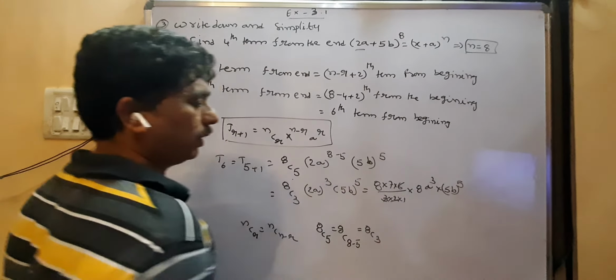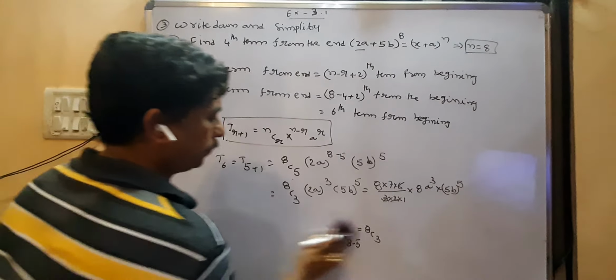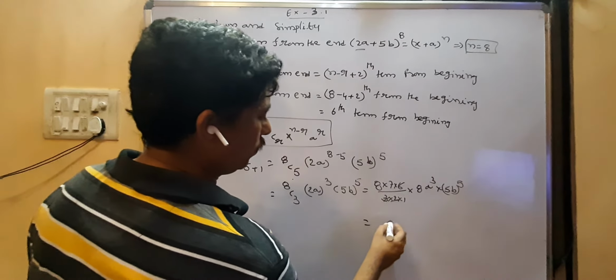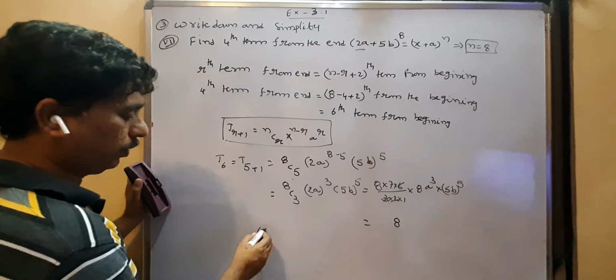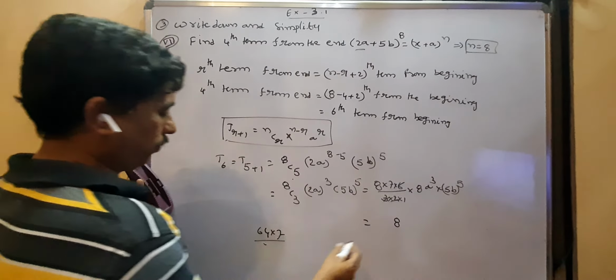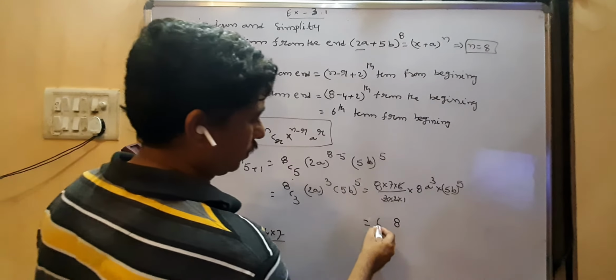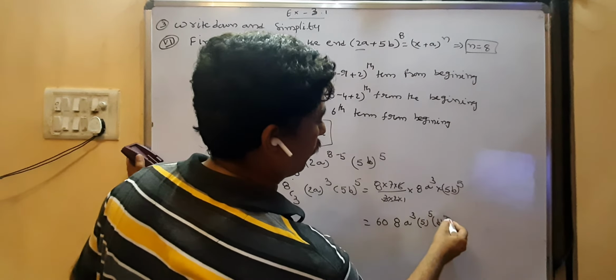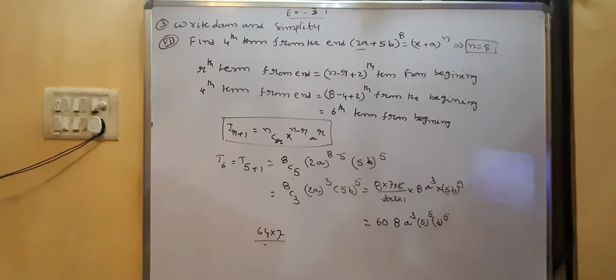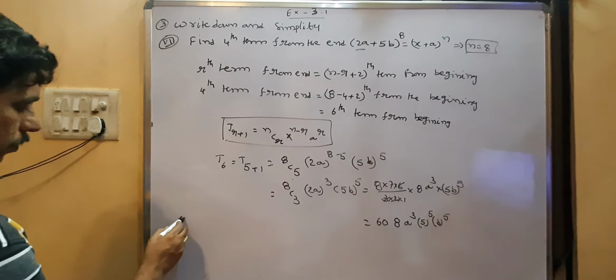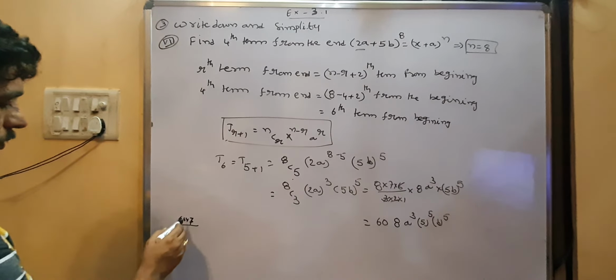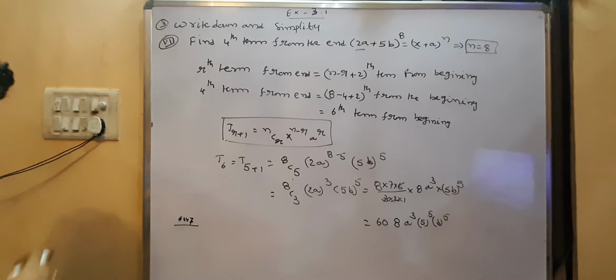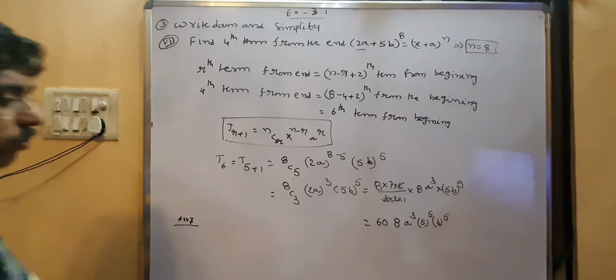So 3 to the 6 cancel it. 8 8s are 64. 64 into 7 is 448, a cube 5 power 5 b power 5. Okay, copy the problem.